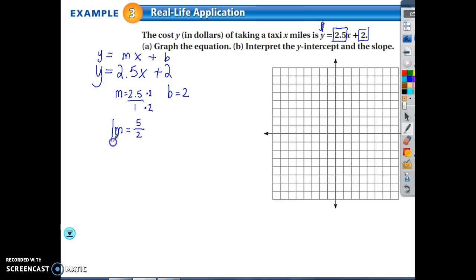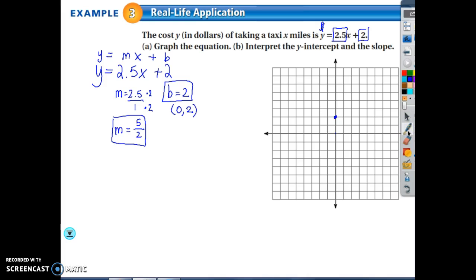So now I'm going to take the slope and the y-intercept and use only those two things to graph my equation. Starting at a y-intercept of 2, that means I'm going to start on my y-axis at the point where y equals 2. We can consider this b value as the coordinate (0, 2). So I just plotted that on my graph.